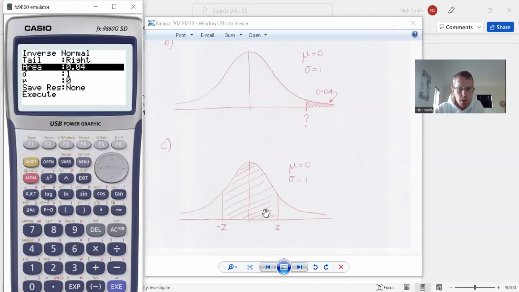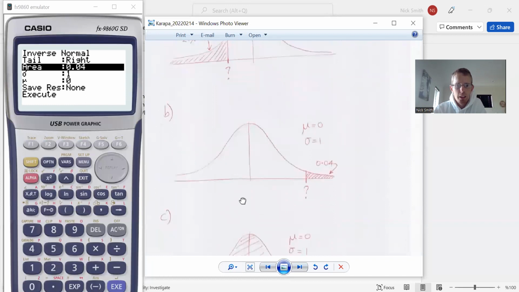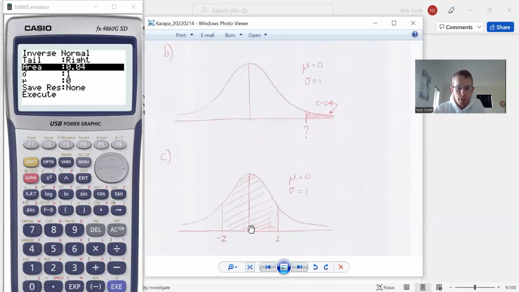Our area, all right, now this time the area is not in there. Let's suppose that the area is, let's say it was 40%, okay? So when I made this worksheet, I forgot to actually write in the area on there. But let's say that was, actually looks a bit like more than 40%. Let's say it was 60%, okay?